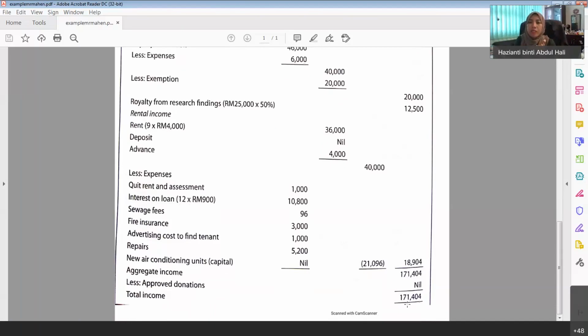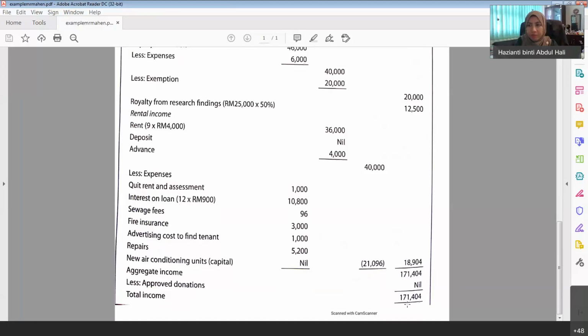I've excluded the personal relief part. So we only compute until total income, not until chargeable income yet. Alright? Any question? So for rental income is a bit long lah. So this is how you should present your answer. Go by section. Ada soalan?